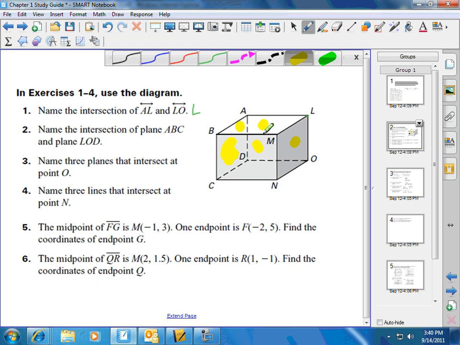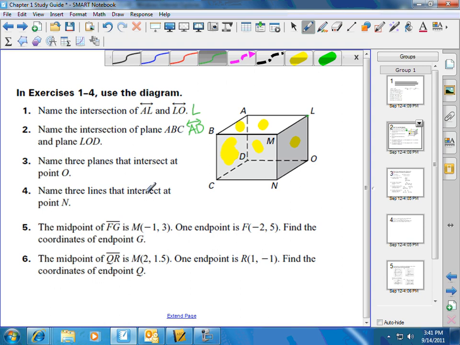So what is the intersection of two planes? The intersection of two planes is going to be a line. Remember that planes extend out infinitely just like lines, so the intersection of two planes is going to be a line, and that's going to be line AD. So plane LOD and ABC intersect at line AD.